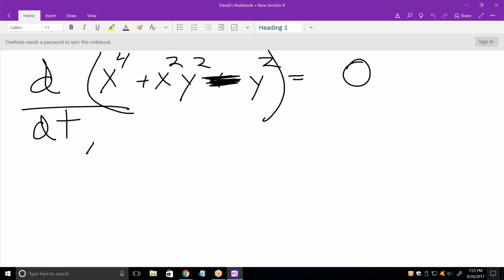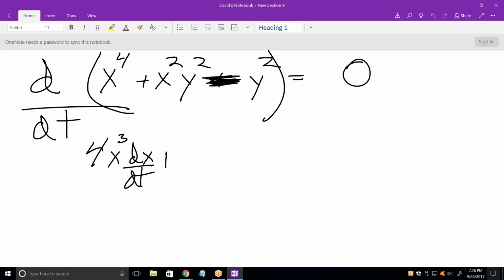4x cubed. Because x is not t, what do I have to follow that with? d over dt. dx over dt. Okay? In other words, the rule is very simple. When you run into a variable that is not the denominator variable, you have to follow it with the d of the variable you ran into divided by the d of the variable that's in the denominator.